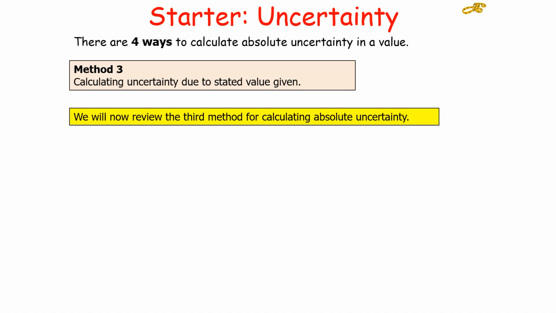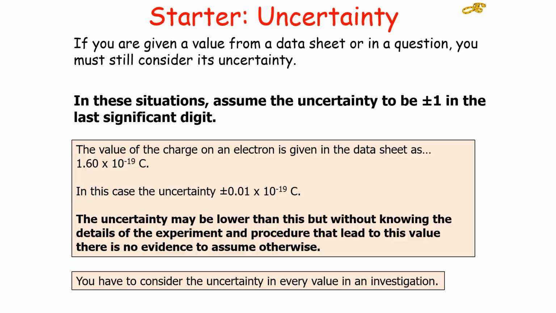So let's now have a look at the third method to calculate uncertainty. We can review the third method for calculating an absolute uncertainty in a stated value given. In this particular instance, when you're given a value in your investigation, like from the data sheet or in a question, you assume the uncertainty to be plus or minus 1 in the last significant digit. So for example, the value of the charge on an electron as given on the data sheet is 1.6 times 10 to the minus 19 coulombs. So in this case, the uncertainty will be plus or minus 0.1 times 10 to the minus 19 coulombs.